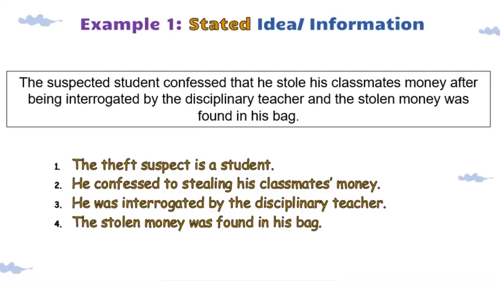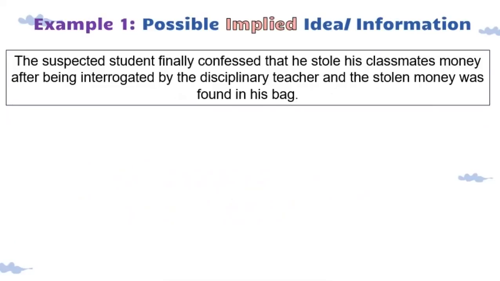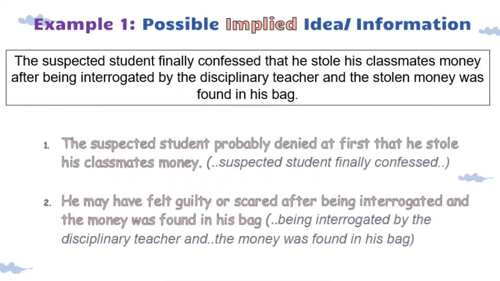So what would be the possible implied information? The suspected student probably denied at first that he stole his classmates' money. Why? Look at this line from the text. Suspected student finally confessed. So perhaps it took quite some time by the disciplinary teacher to actually get a confession from this student to admit he stole the money. He might have felt guilty or scared after being interrogated, and the money was found in his bag.